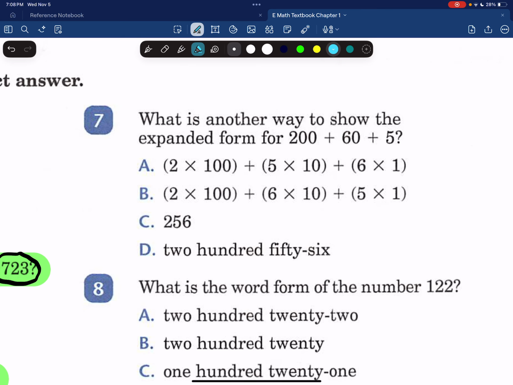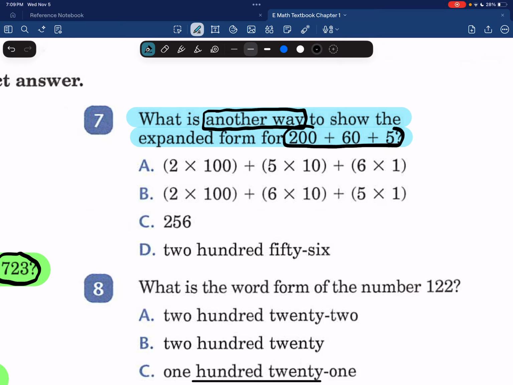Number 7. What is another way? Don't know why I've lost my highlighter. What is another way to show the expanded form for 200 plus 60 plus 5? So they are asking us for another way to show this number. So I know 265 would work, but that's not one of my choices. C is 256, and that's not right.